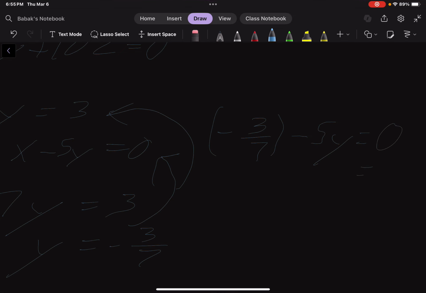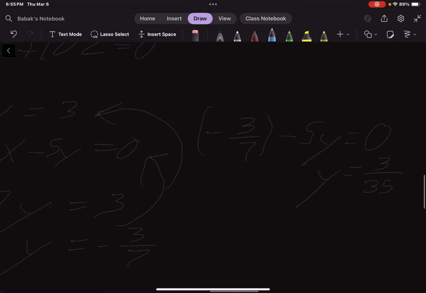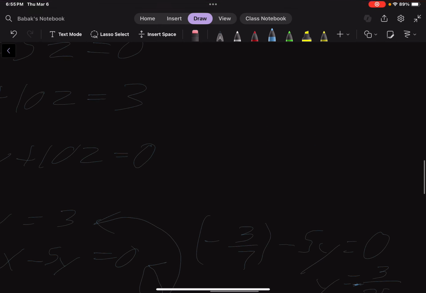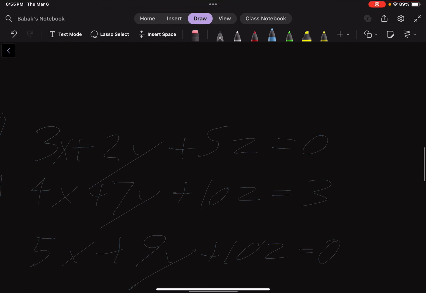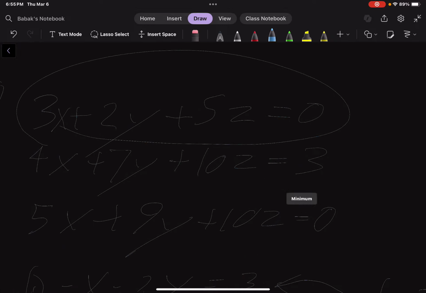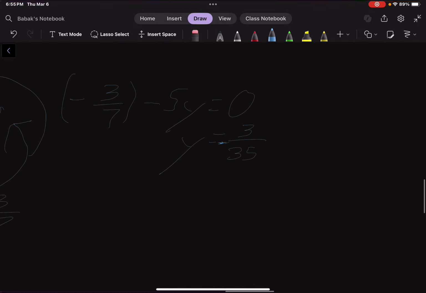Now isolating for y, we get y is equal to 3 over 35, or negative 3 over 35. Whoops, I do apologize for that. Now, these are fractions, but we could once again substitute both x and y into one of these equations and solve. But that's not really the point of this. You could do it on your own, but there's nothing much of value to learn there.